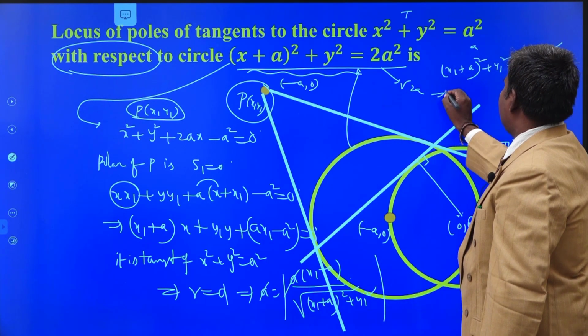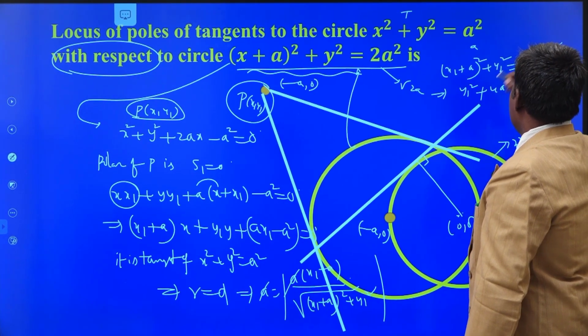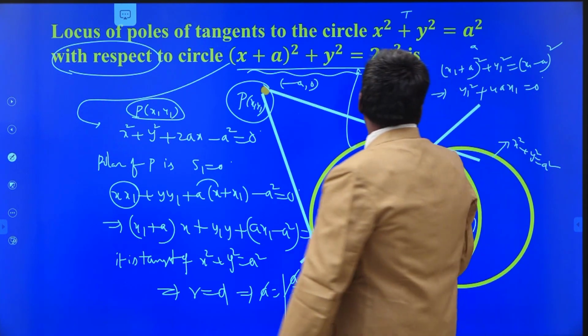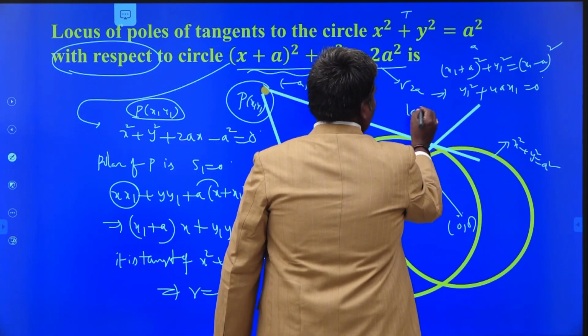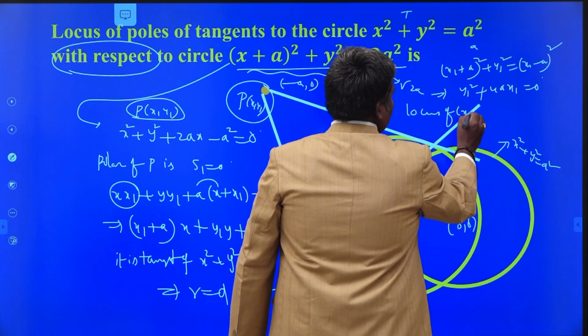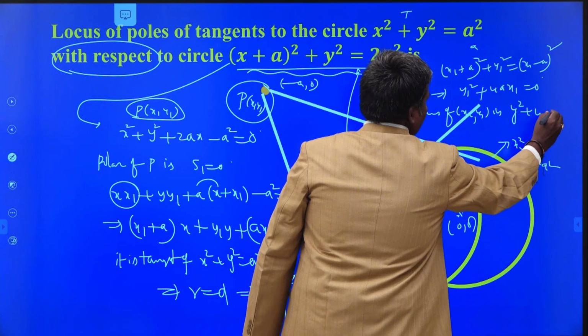Take that one into the left side. y1 square plus 4a x1 is equal to 0, since a plus b whole square minus a minus b whole square becomes 4ab. So what is the locus of x1 y1 now? The locus of x1 comma y1 is y square plus 4ax equal to 0.